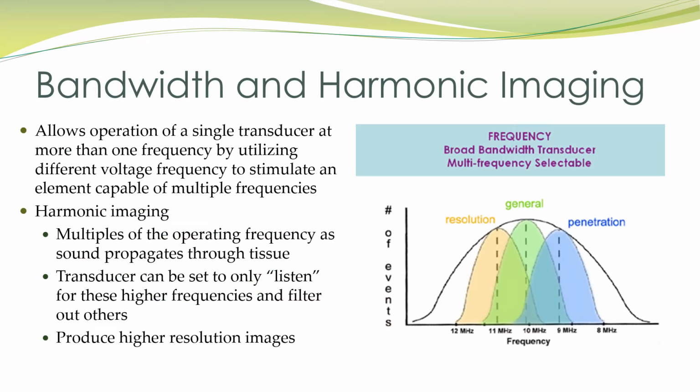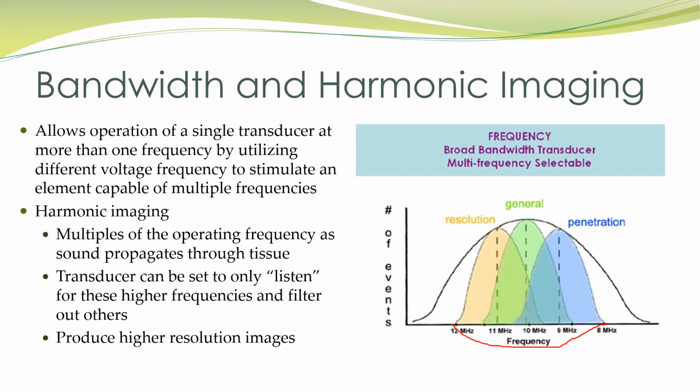Now, bandwidth, as I mentioned, if I have an 8 to 12 frequency transducer, it means that's my bandwidth. I could operate anywhere between 8 and 12. So I would have a bandwidth of 12 minus 8, which would be 4. Now, I could operate anywhere in there. Here I would have higher frequency. Here I could bring my frequency down and get more penetration. That would be my bandwidth.